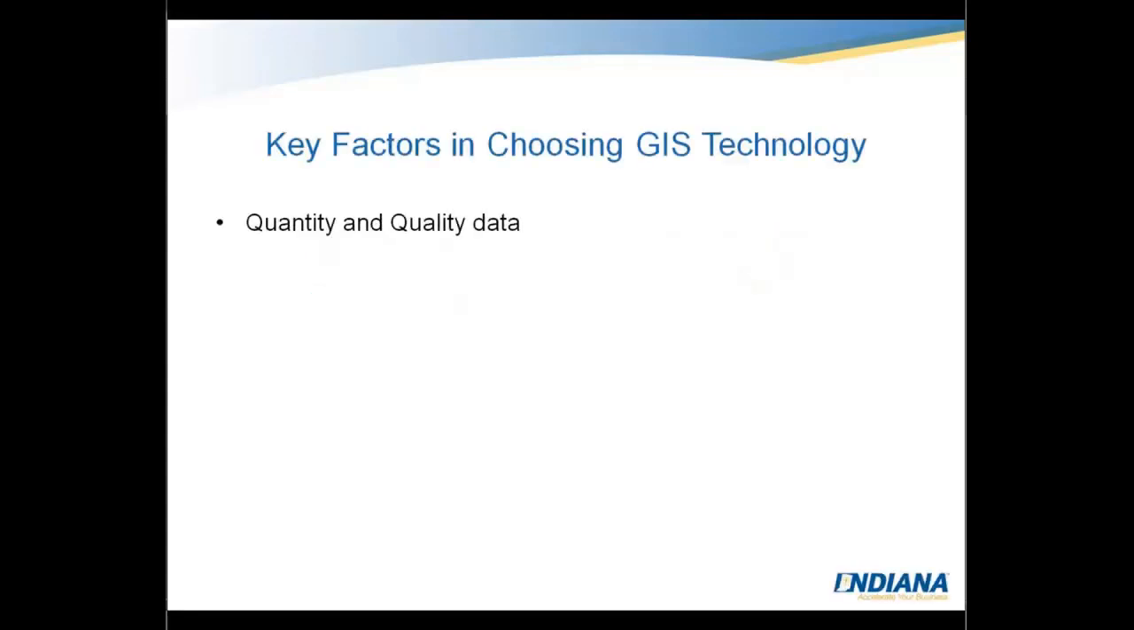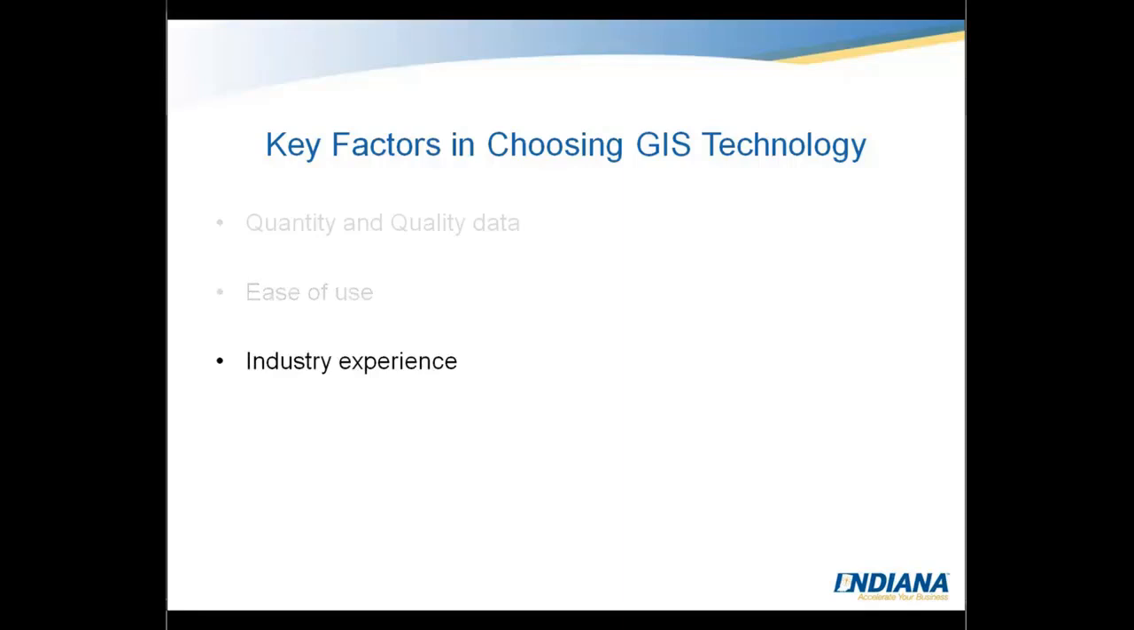One of the key factors in choosing GIS technology was quantity and quality of data. It was important for us to provide our website viewers with the depth of data that they needed to make business site selection decisions that would lead to investments in Indiana. The ease of use of the website was also an important factor in our deciding which solution to pick. GIS implementations can be very complex, and we wanted to deliver an exceptional and intuitive user experience.